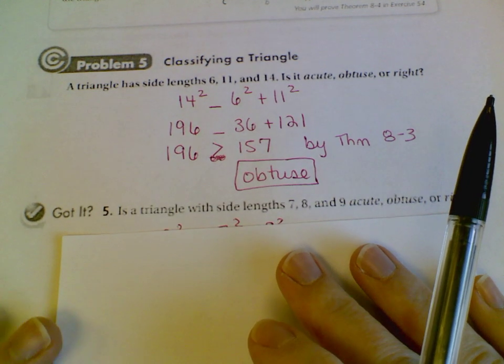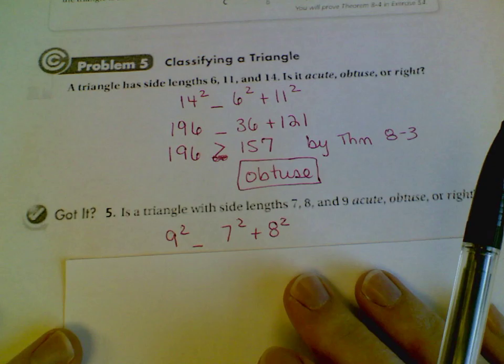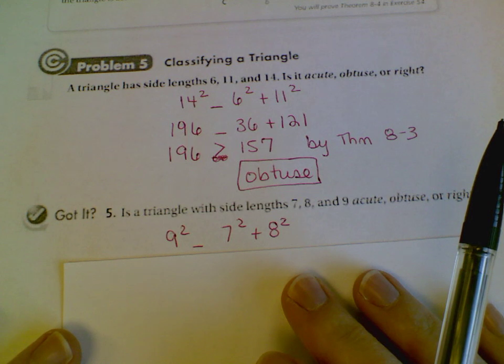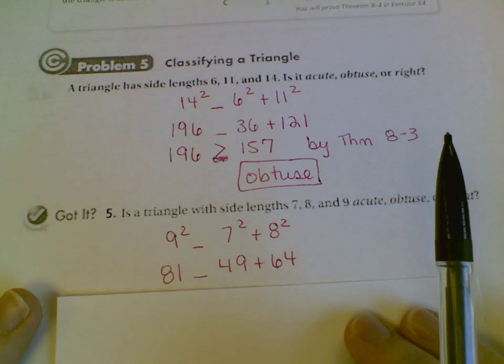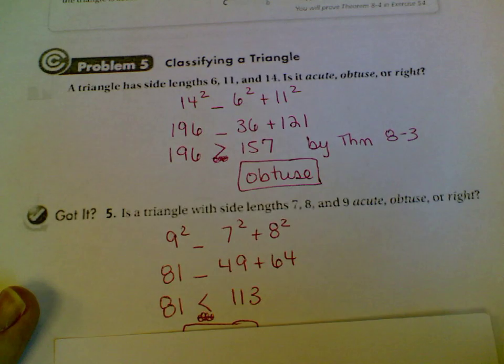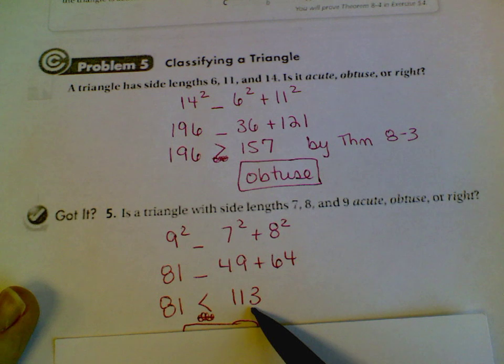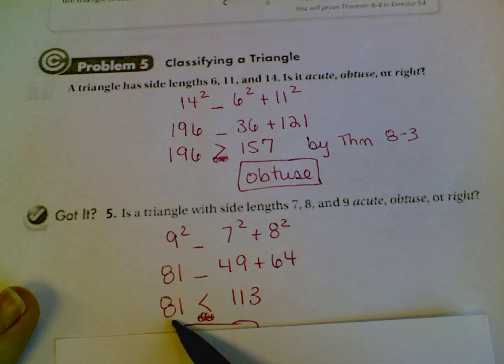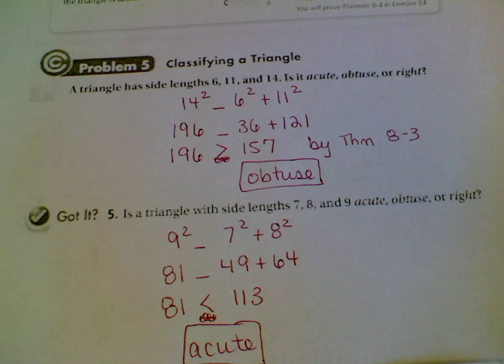Okay, in the got it question, I had 7, 8, and 9. So 9 is my hypotenuse. So that means I filled it out looking like that. I'm squaring all of those numbers, so I got 81, 49, and 64. I added them, so then I filled in my blank. I got 81 is less than 113. So since my hypotenuse squared is less than the sum of the legs squared, I know that my answer has to be acute.